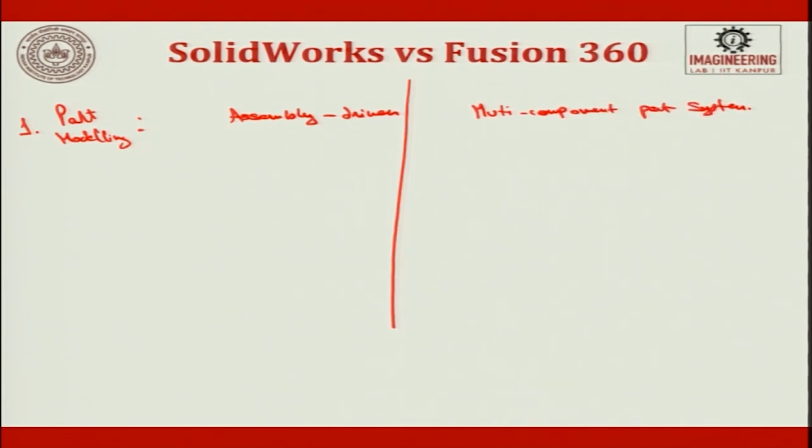When I say assembly driven software, that means it builds a part individually before assembling them in separate files. So, when the parts are used in many assemblies as well as for documentation purposes, SolidWorks is more used. It does not mean that SolidWorks does not have the multi-component part system. It does have it, but the amount of flexibility and features in Fusion 360 are tremendous in comparison to what SolidWorks has.